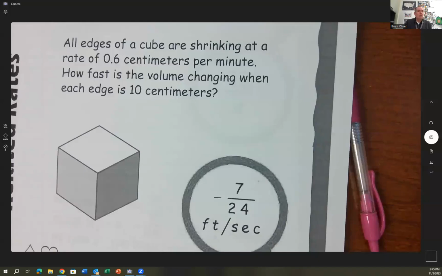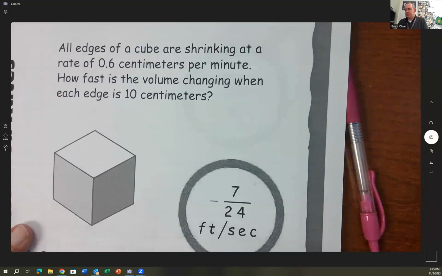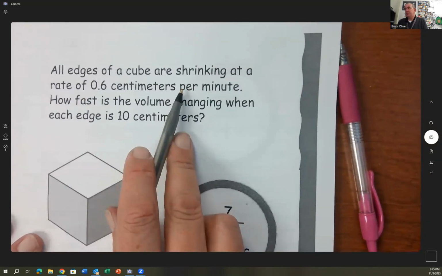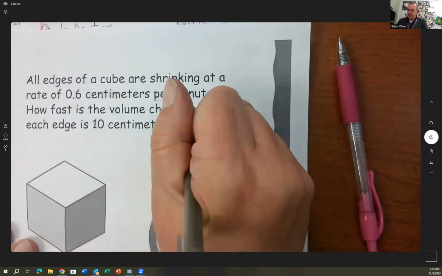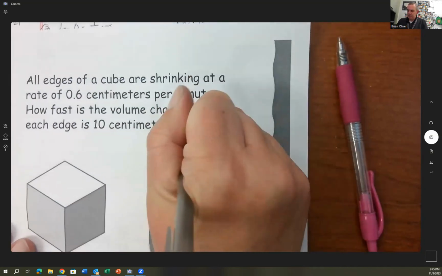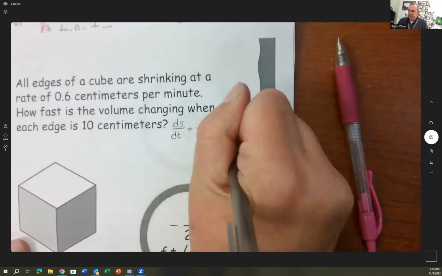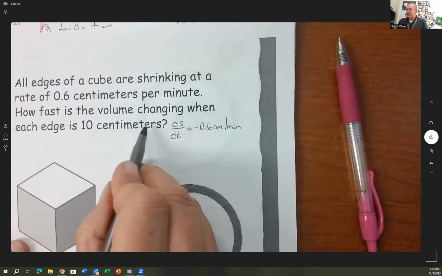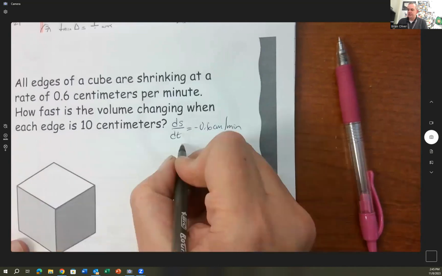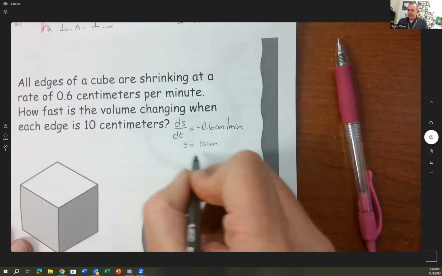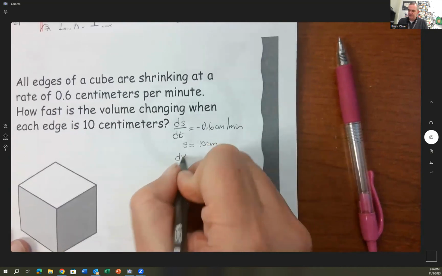Okay, this next one's going to go a little bit quicker because it's a more straightforward one, I guess. Okay, so this is talking about a cube. So all edges of a cube are shrinking at a rate of 0.6 centimeters per minute. So that's telling me that the derivative of the side with respect to time is negative 0.6 centimeters per minute. How fast is the volume changing when each edge is 10 centimeters? So that tells me that one side is 10 centimeters. And it's actually asking me to find dV dt.